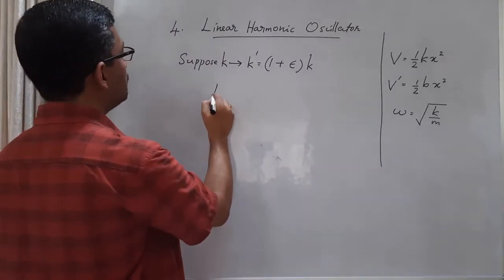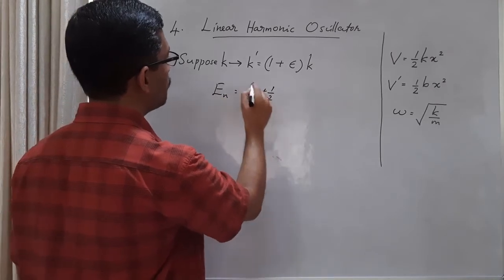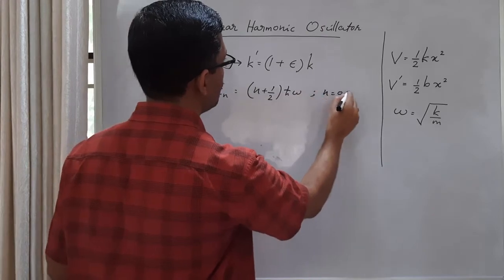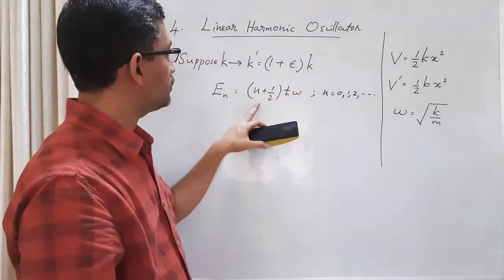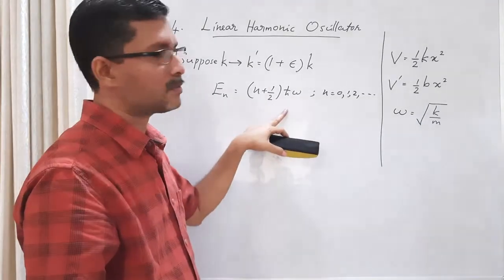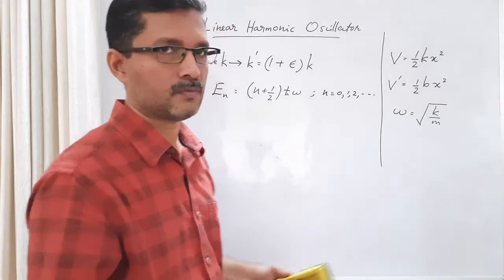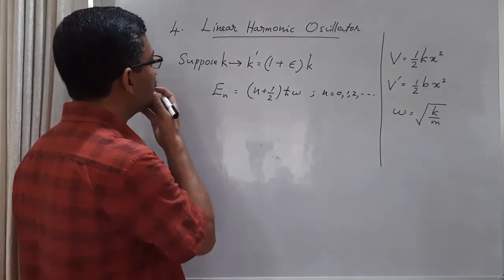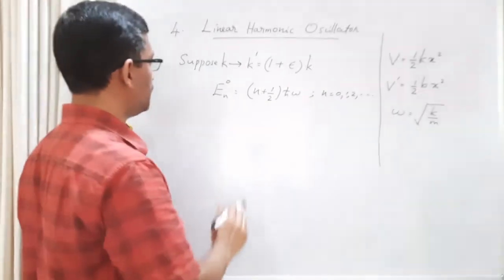So what are the energy values of a linear harmonic oscillator? We know that it is (n plus half) times h cross omega, where n is 0, 1, 2, etc. The quantum number starts with 0, so that the ground state energy is half h cross omega. And omega is root of k by m, where k is the force constant and m is the mass of the oscillator. So let us call this E_n^0, the energy values of the unperturbed oscillator.